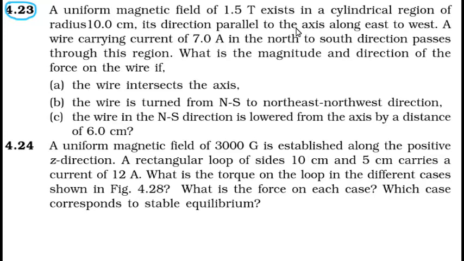A wire carrying a current of 7 ampere in the north to south direction passes through the region. What is the magnitude and direction of the force on the wire if A, the wire intersects the axis, B, the wire is turned from north-south to northeast-northwest direction, C, the wire in the north-south direction is lowered from the axis by a distance of 6 centimeter. Let us see the solution.